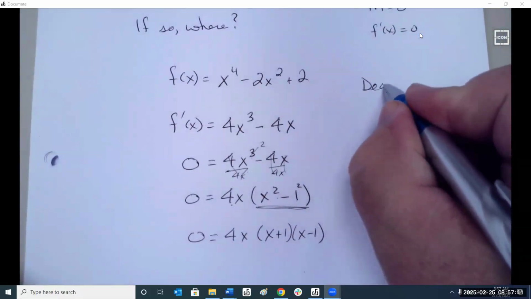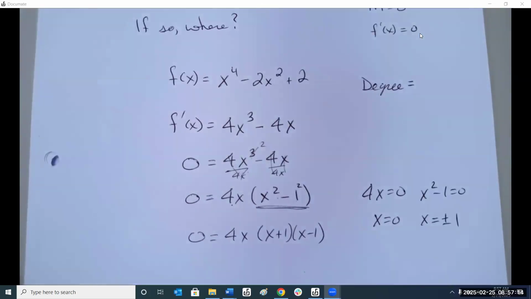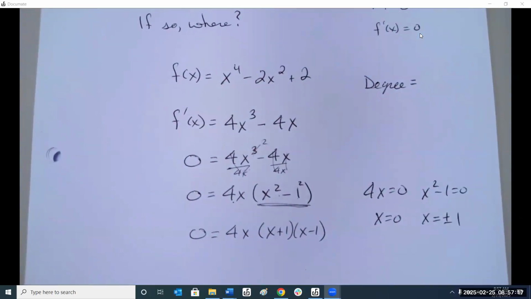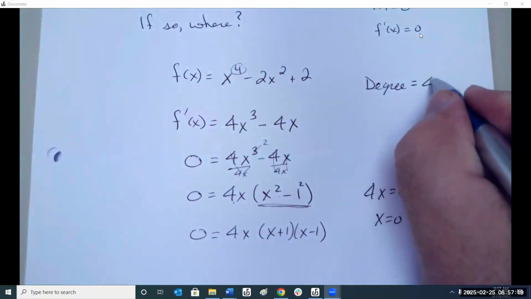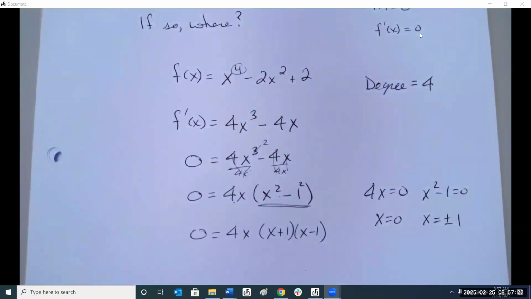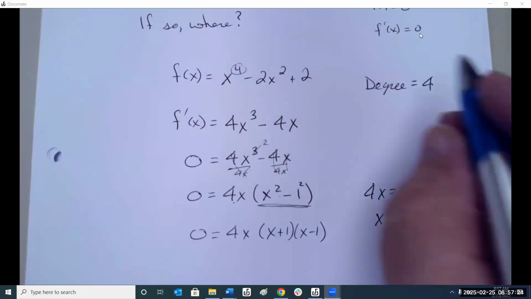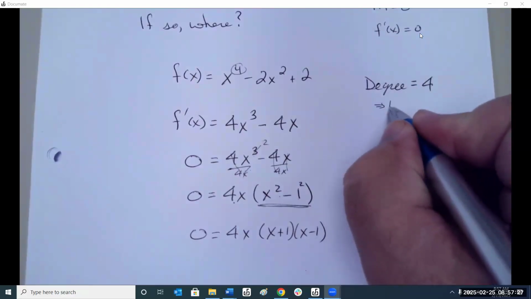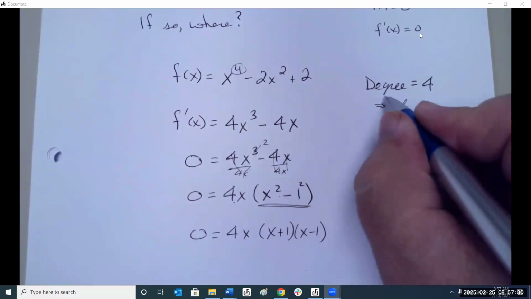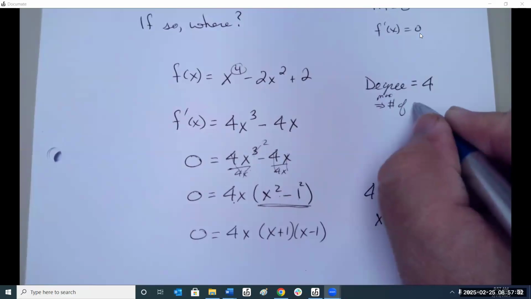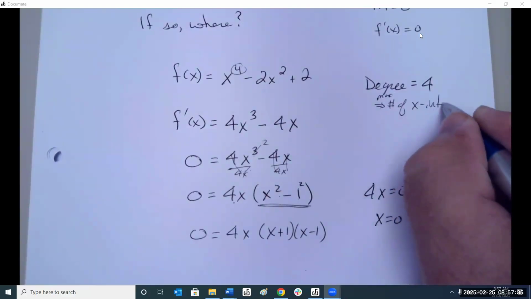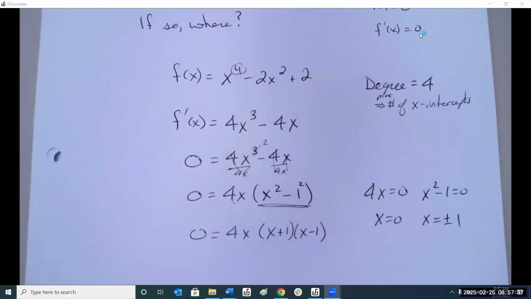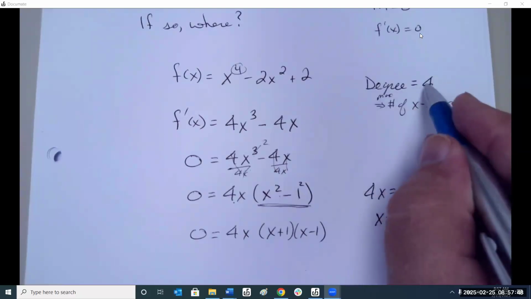What's the degree of our polynomial? 4. So what does the degree tell us? The maximum number of x-intercepts, or number of solutions. That's what it tells us. So in our equation, we can have at most 4 x-intercepts, since the degree is 4.